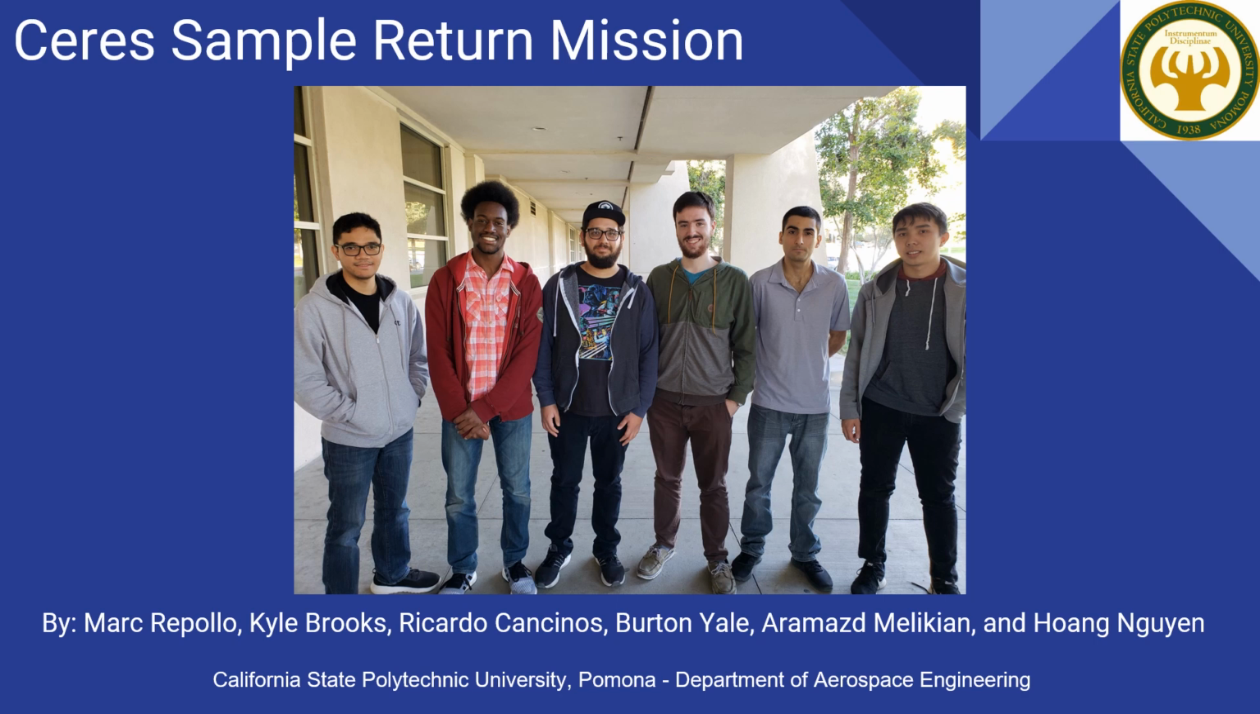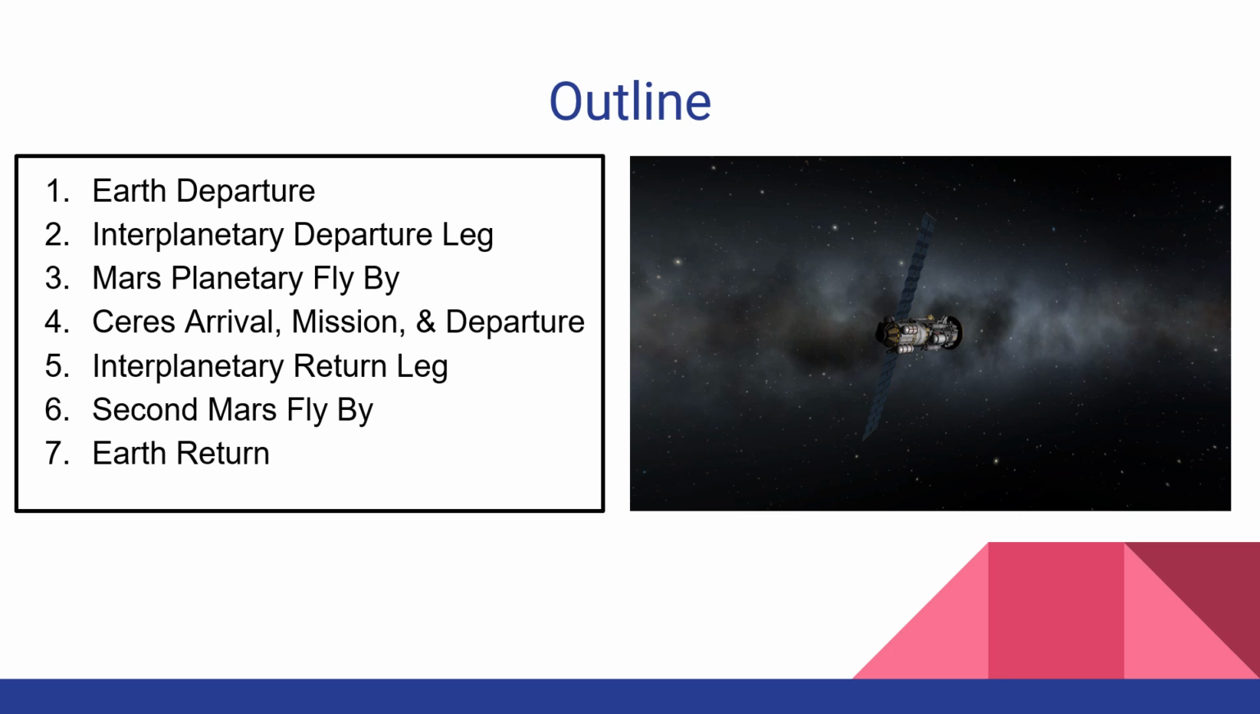My name is Kyle Brooks and I will be walking you through our project's design and results. The main idea for the mission can be broken down into 7 sections: Earth departure, interplanetary departure leg, Mars planetary flyby, Ceres arrival, mission and departure, interplanetary return leg, second Mars flyby, and the Earth return. Let's take a closer look at the mission and its elements.